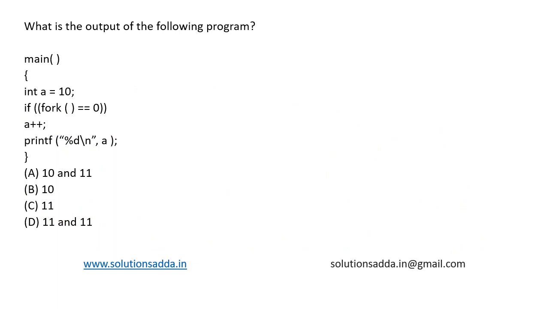This is a question from operating system. What is the output of the following program? We have an integer variable A equal to 10 and if fork equal to 0, we are comparing fork with 0. If it is successful, then we have A++, then we have print A. So fork is a system call. It is used to create processes. Fork creates processes.